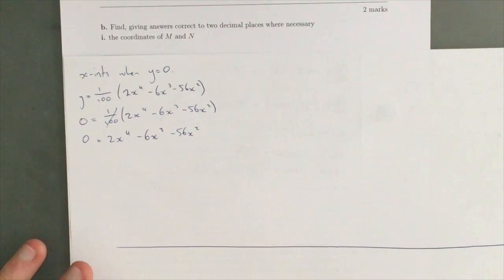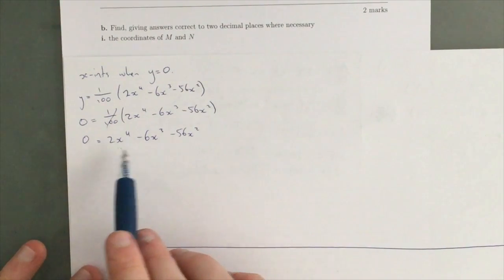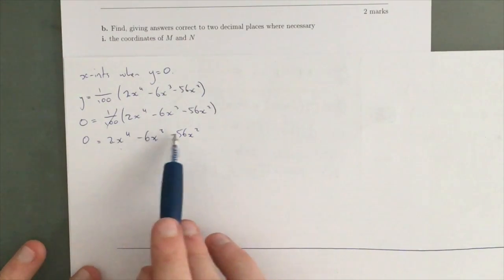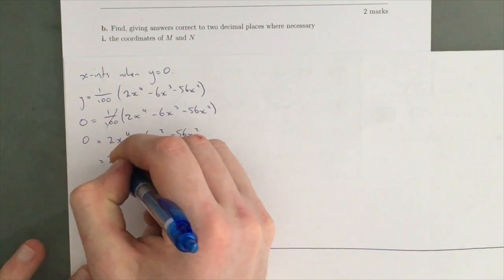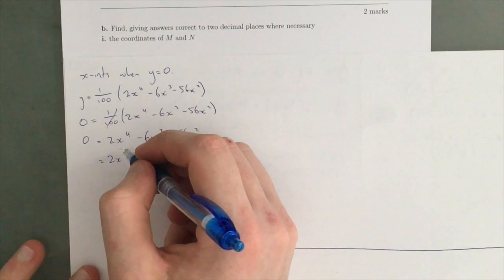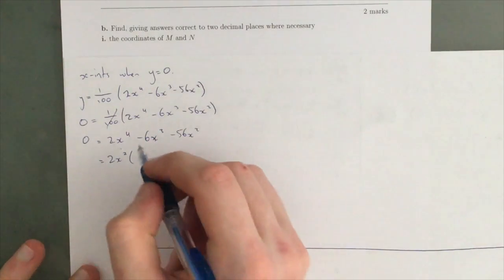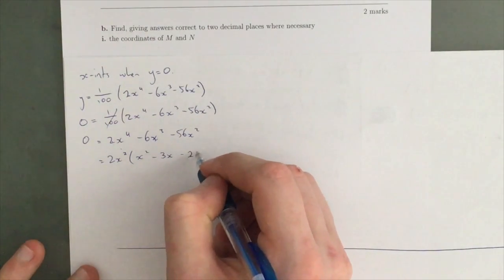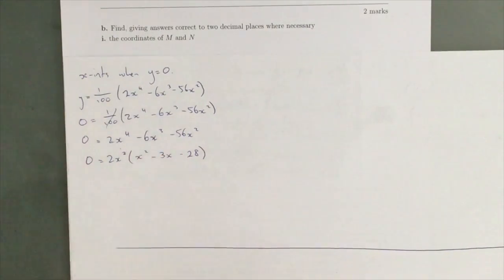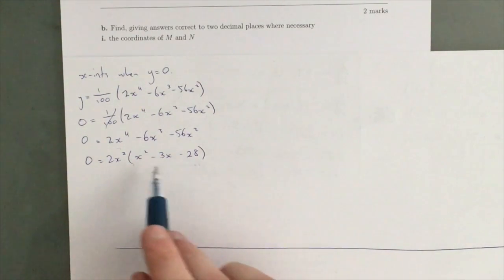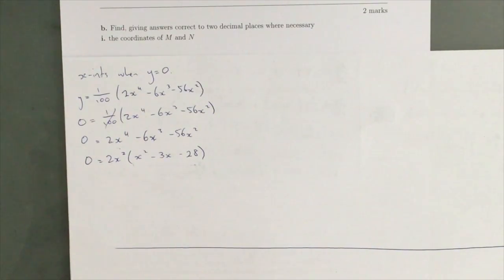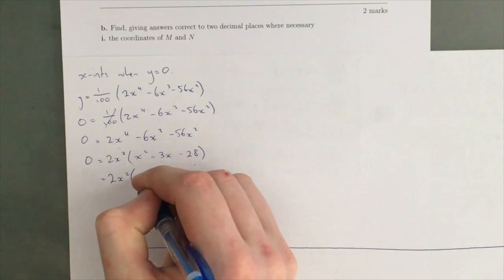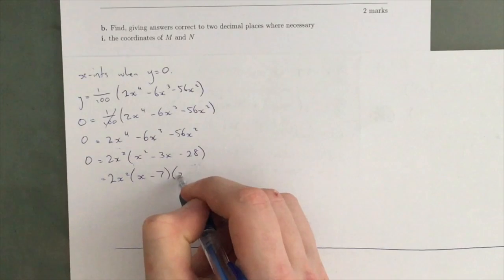Now to factorize this. So our common factor here is 2x squared. So the coefficients all have a common factor of 2, and all the x's have a common factor of x squared. So we get a 2x squared out the front, and what we then do is we get x to the power of 2 minus 3x minus 28. Awesome. And this bit here is an easily factorizable quadratic trinomial. So what this becomes is x minus 7, x plus 4.